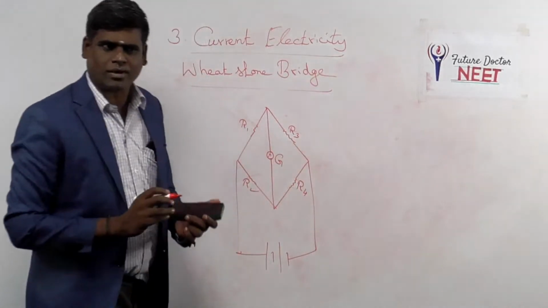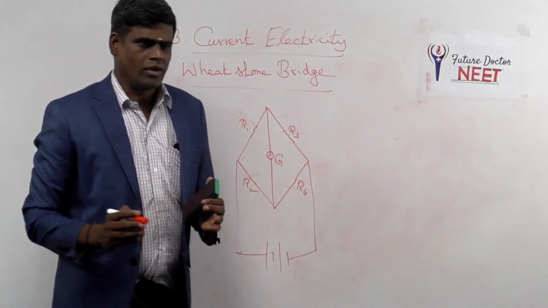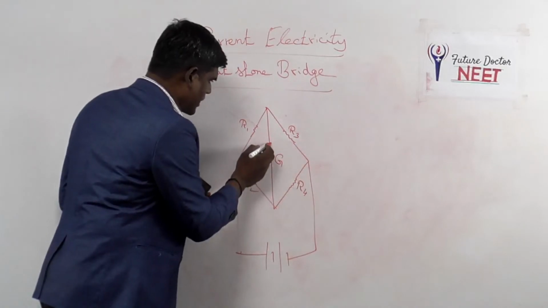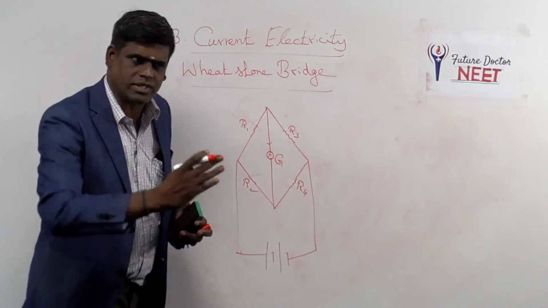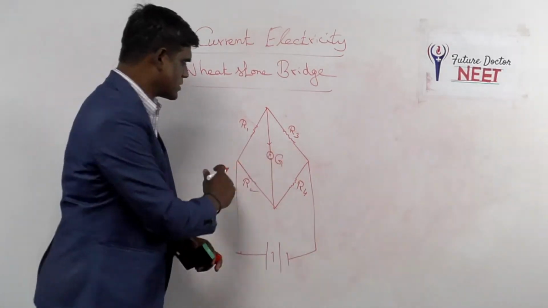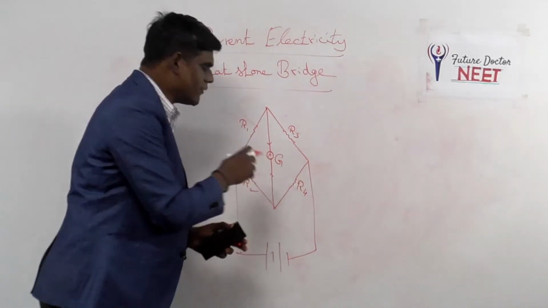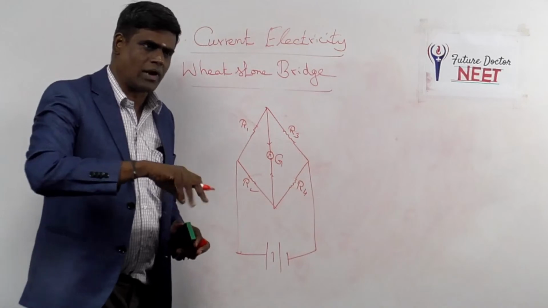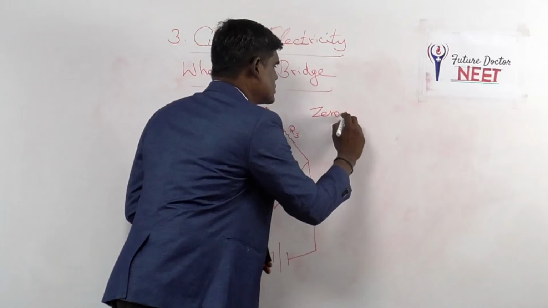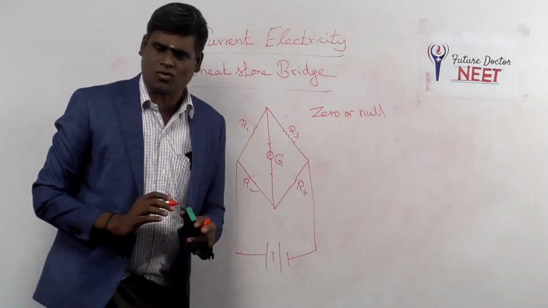galvanometer. What is a galvanometer? A galvanometer is a device used to measure current or find the flow of current. Suppose current flows in this direction, for example, then the galvanometer shows deflection to this side. And suppose current flows in this direction, the galvanometer shows deflection to this side. So maybe equal and opposite. Okay. And wherever we use a galvanometer, we try to find null deflection or zero deflection. Zero or null deflection. That is the purpose of using a galvanometer.